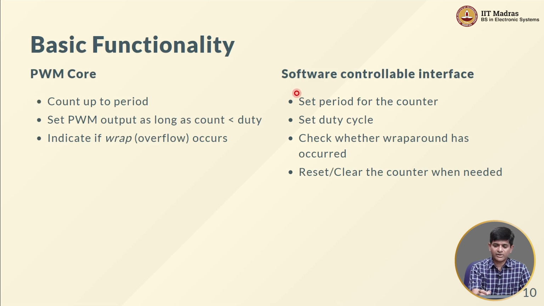What we want is that we would like to be able, for example, to set the period of the counter through software, set the duty cycle, check whether wraparound has occurred at some point so far. In other words, have I enabled it and has it wrapped around. Also to be able to reset or clear the counter when needed. And one more thing which is missing over here is wraparound will never occur unless the counter is actually enabled and given a chance to run. So I should be able to control whether it is enabled and whether it is counting also from the software interface.